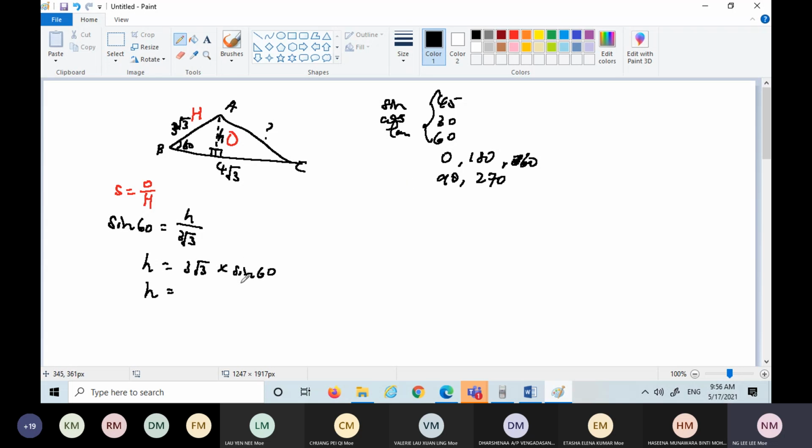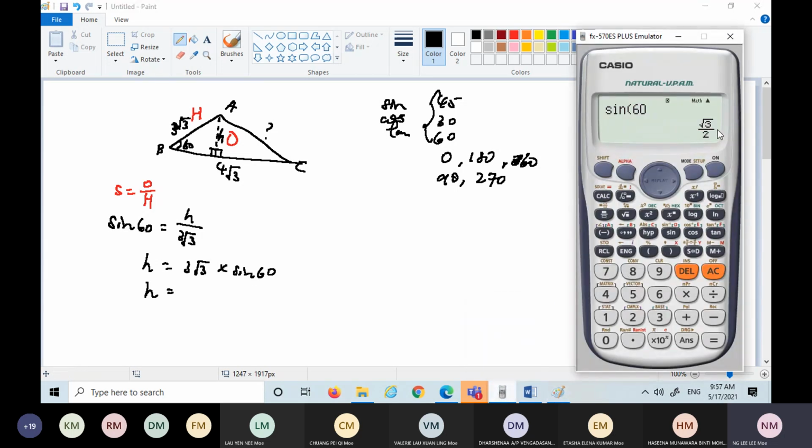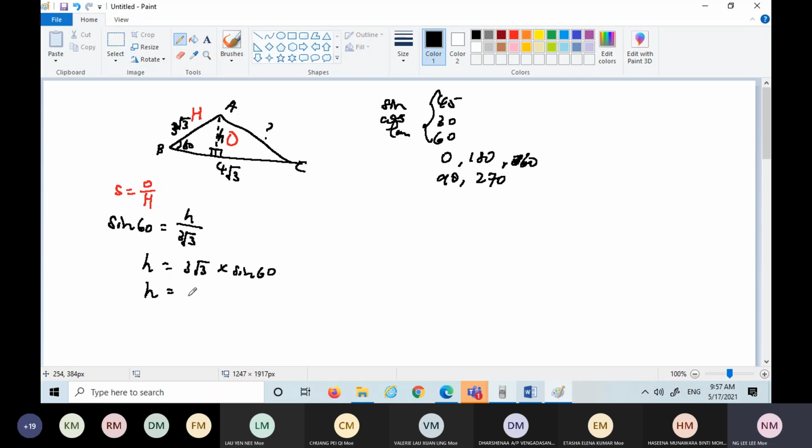Okay, so for this, I come back here. Sine 60 is square root 3 over 2. So square root 3 times square root 3, you will get 3, so 3 times 3 is 9. So 9 over 2 is the answer for the h.